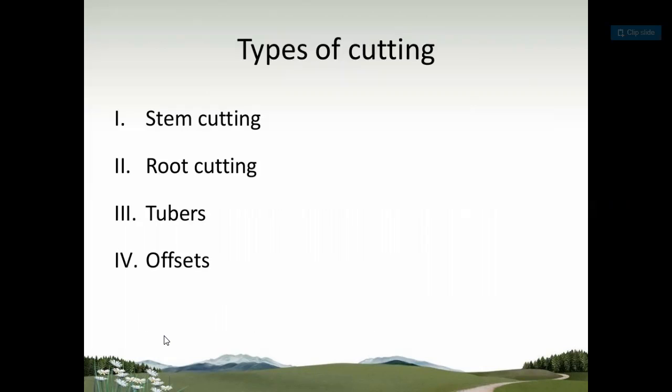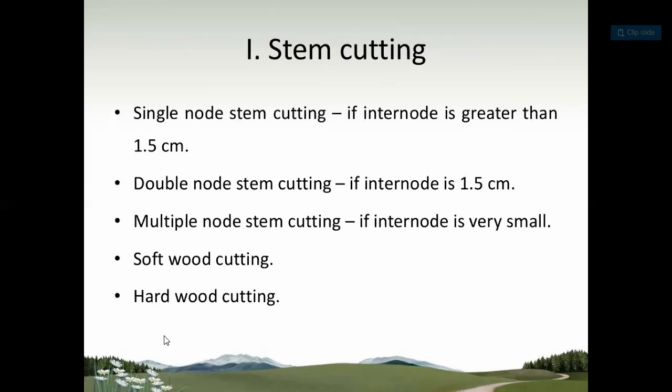Let us discuss the different types of cutting, how we are going to cut and cultivate the medicinal plants. So here four types are given. The first one, stem cutting. The second one, root cutting. Then third, tubers and offsets, right? So one by one we will discuss. The first one, stem cutting.